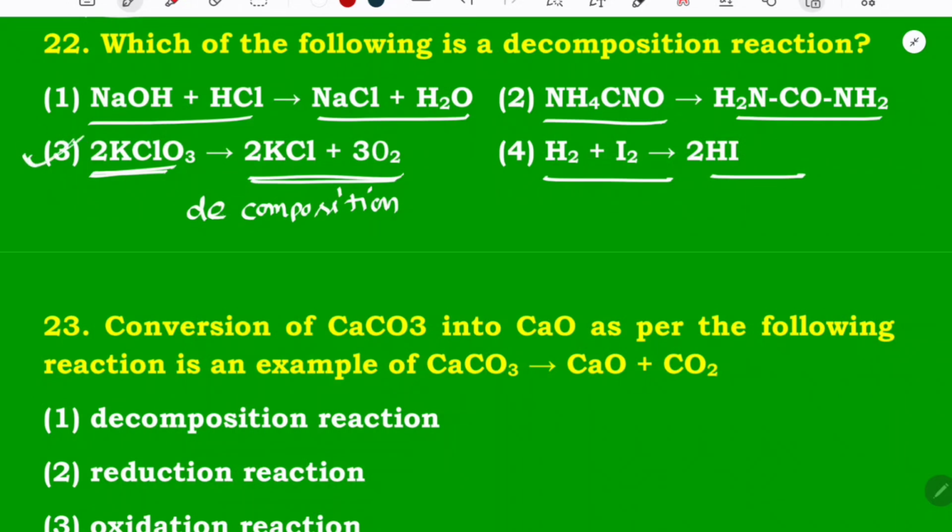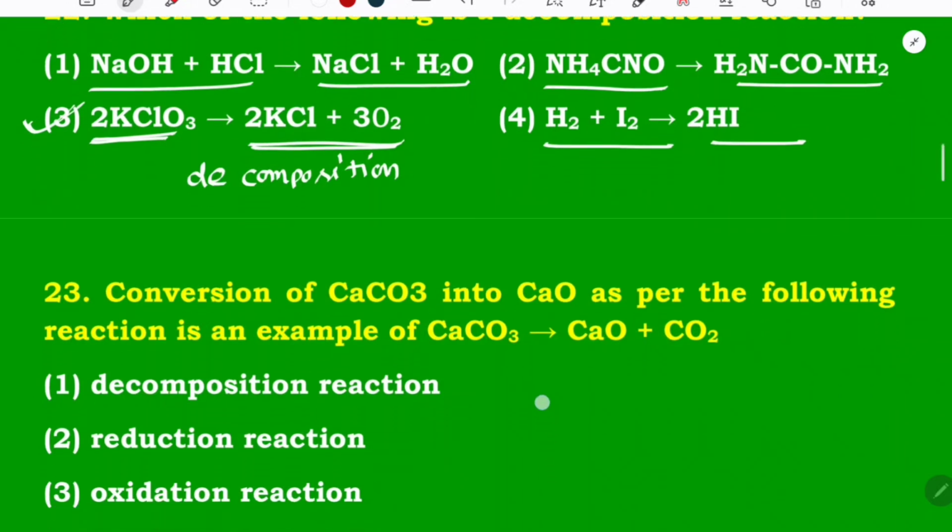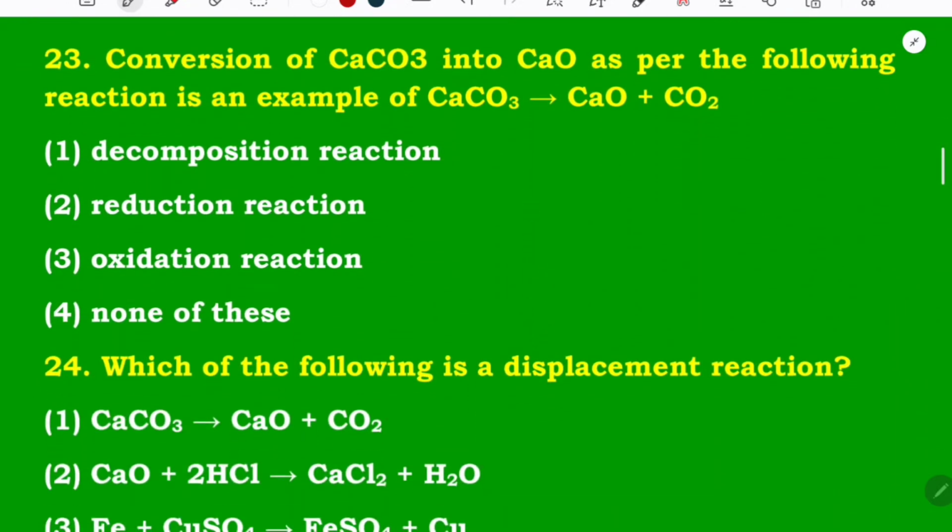So which is the decomposition? The third option is correct. The first one is a double displacement reaction. The second one is nothing. Why? Because this is just a rearrangement, only one product. Then the fourth one is a combination reaction. So the third one is the decomposition reaction. Then, next.